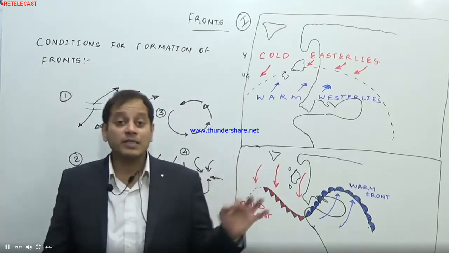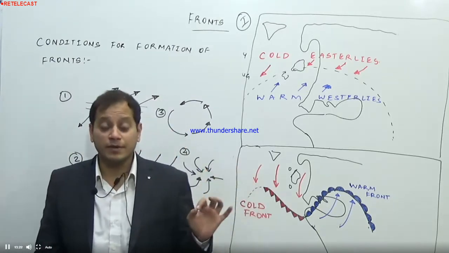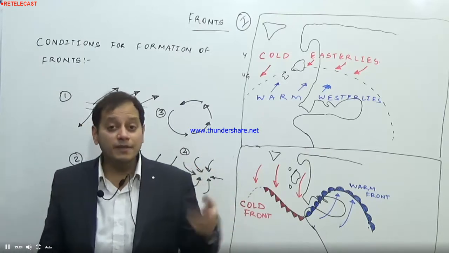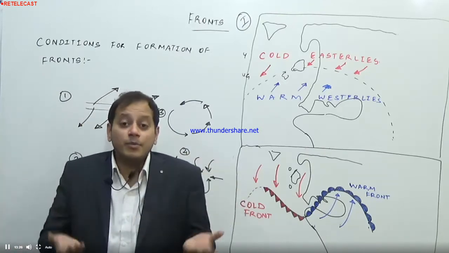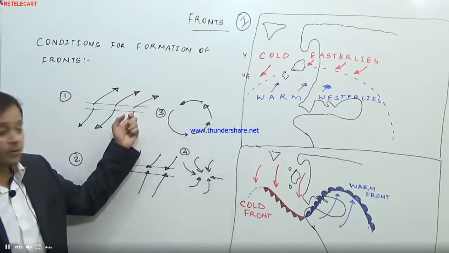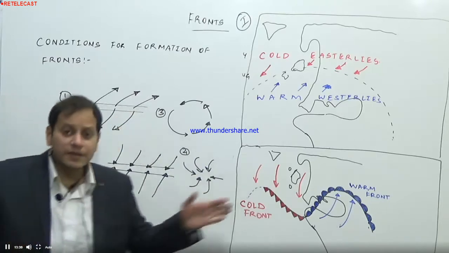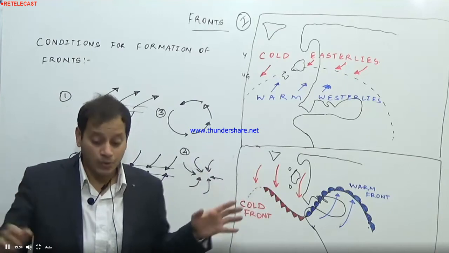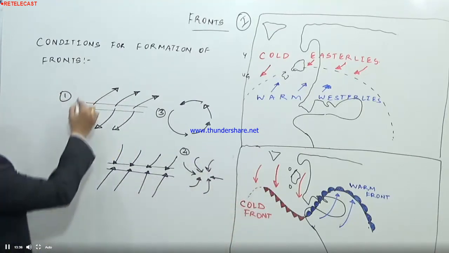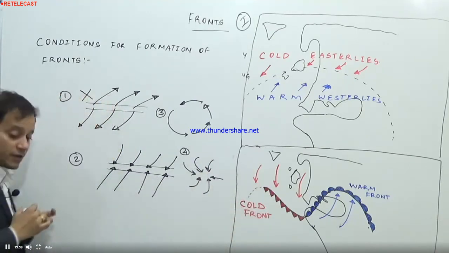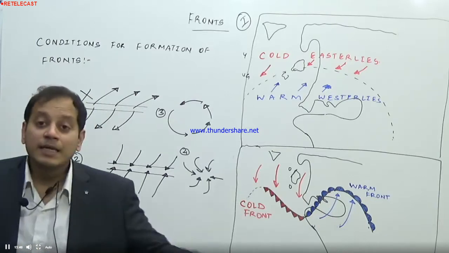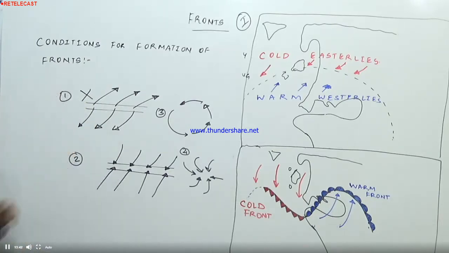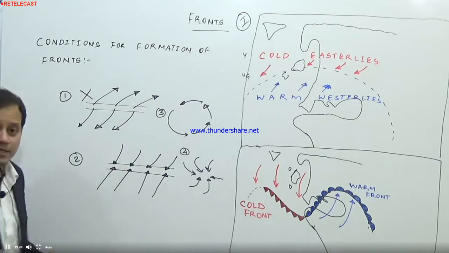In which, what is the condition for the formation of a front? As we say, in the front there should be two contrasting and opposing air masses. Are these opposing? They are moving away from a common point. So can we say that there is a convergence? No. This is a divergence. So this is not a condition for the formation of fronts.